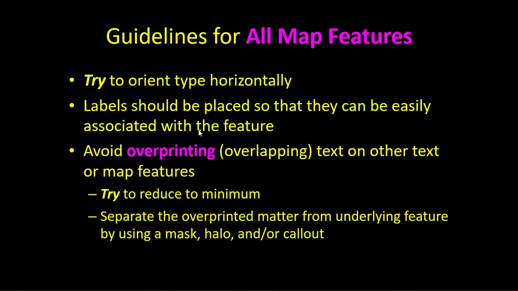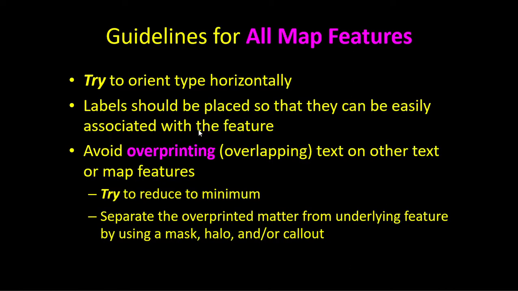We also want to avoid what is called overprinting, or overlapping text on other text or map features. For example, if we have black font that goes over a black road, or let's say an interstate shown in black, the black font is going to essentially overprint or overlap with the black line, and it's going to create a situation where it's hard to see. So we want to reduce that as much as possible, to a minimum. So constantly be moving our text, moving our labels around so that we don't have that situation.